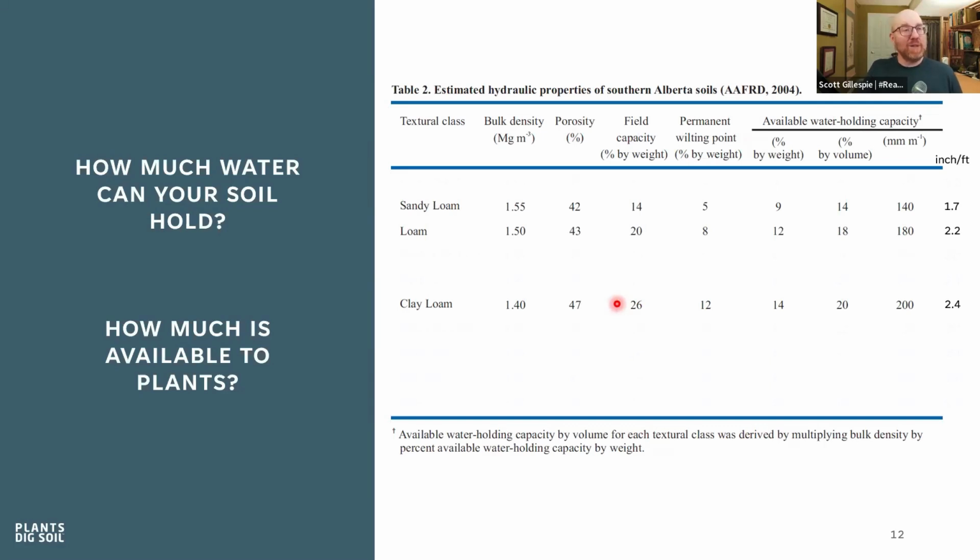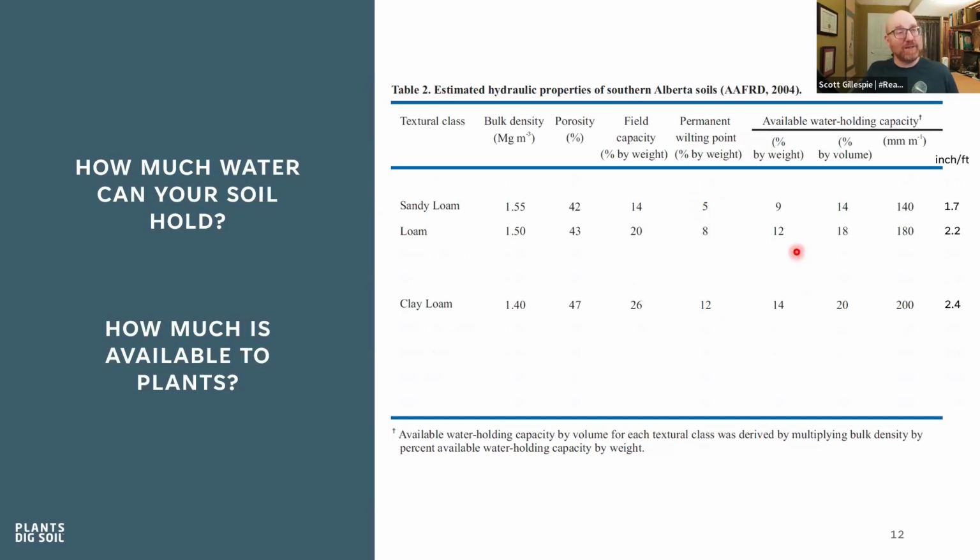From here, what I had talked about, that permanent wilting point, that's the point when plants can't access any more water. And so you'll notice that the clay loam holds 12% of its weight in water that plants cannot access, whereas a sandy loam actually is only 5%. And that comes down to the particle size, which is the next slide.